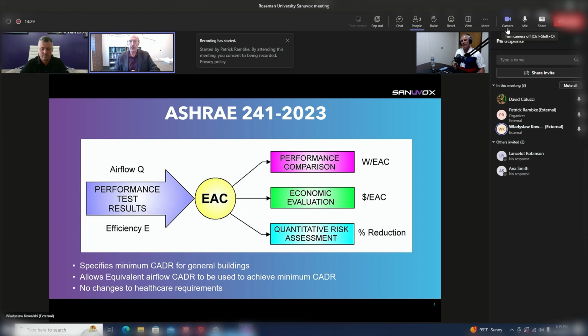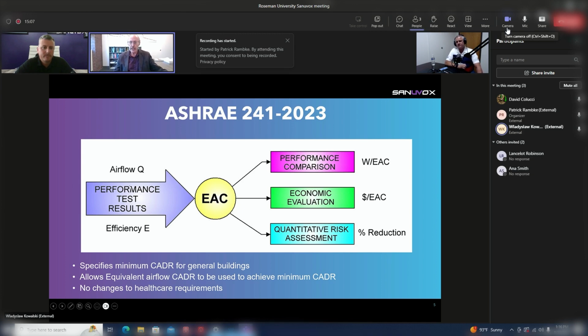So let me step forward here. We were talking about ASHRAE 241. 241 specifies minimum airflow requirements, I should say recommendations, for general buildings, commercial buildings. It also allows equivalent airflows to be achieved in place of actual forced airflow, which is very beneficial because ultraviolet light systems can provide equivalent air changes. In fact, they can provide many equivalent air changes. There are no changes to healthcare requirements from ASHRAE 241.